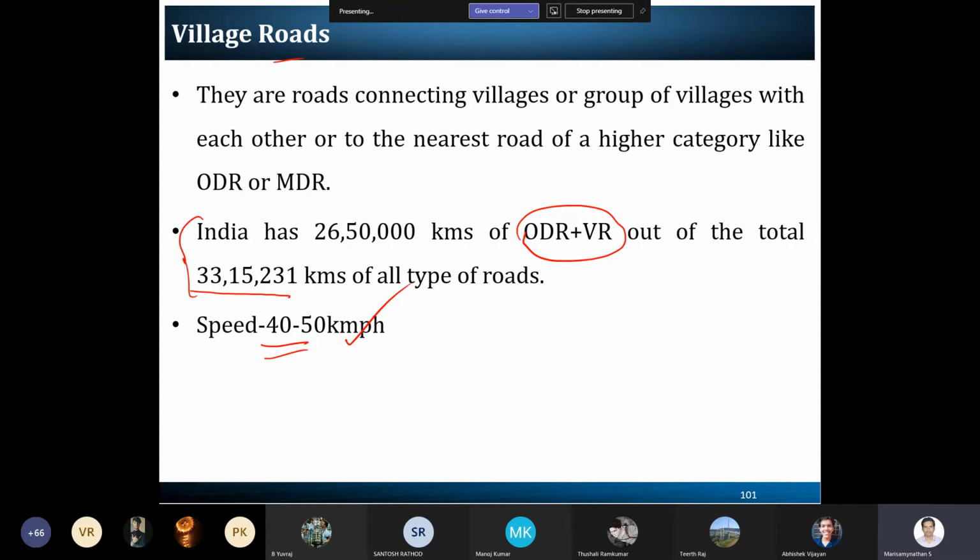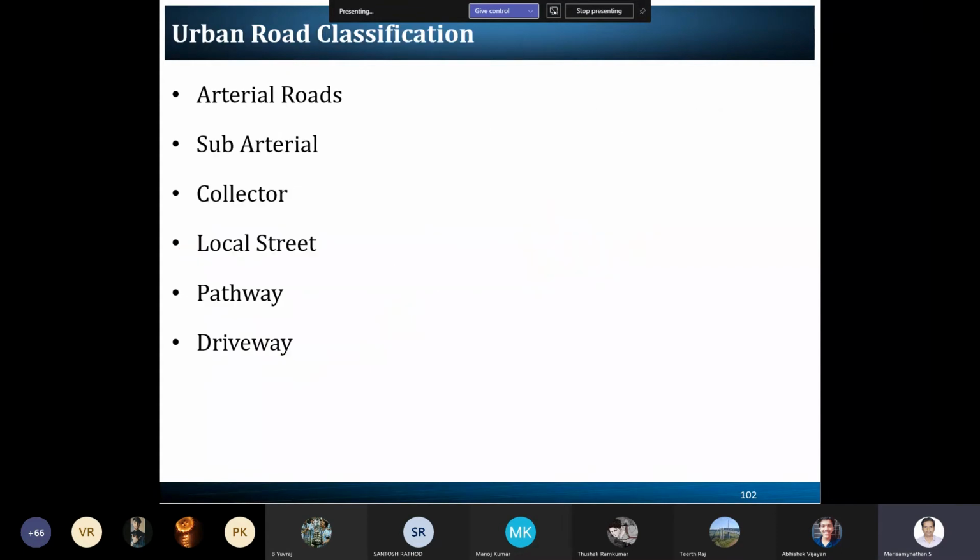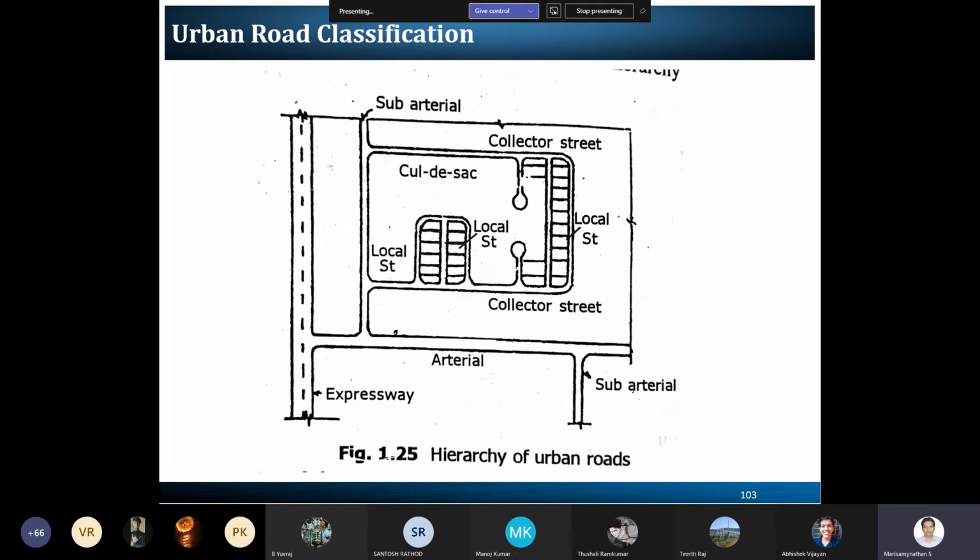For that question, the answer is this is the way we can classify the road with respect to the urban area: arterial, subarterial, collector, local street, pathway, and driveway. So maybe I will explain with respect to the pictures. This is an expressway or the national highway we are traveling. From that, this is in a city, or you may assume that this might be Delhi city. So you want to reach your house in Delhi. From the expressway it is connected. So that is considered an arterial road, which is running on the outer skirt of Delhi city.